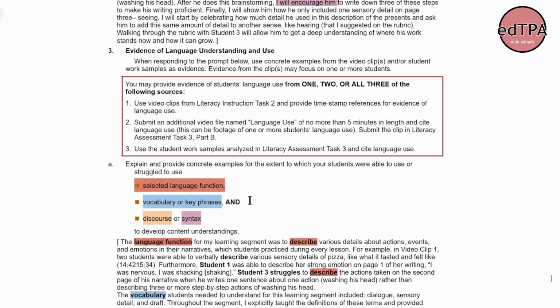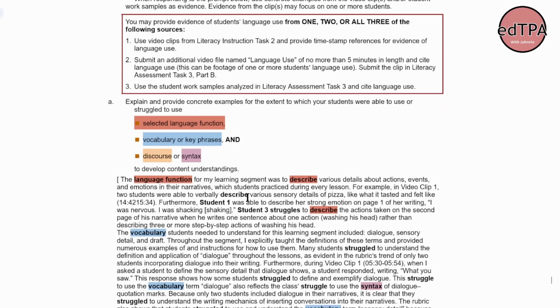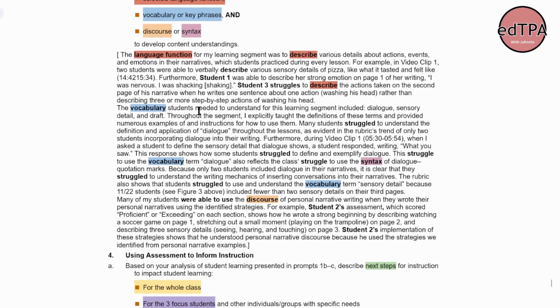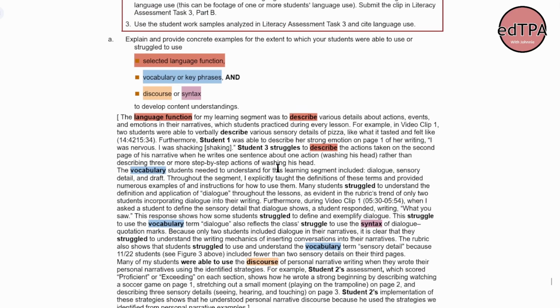On 3, this is all about language functions. Explain and provide concrete examples for the extent to which your students were able to use or struggled to use the language function, and then of course vocabulary, discourse, and syntax. And you can see this person broke this down. Language function, this first paragraph, then vocabulary is addressed, and you can see syntax and discourse are being described as well. You also see in there that there's a description about how students struggled to use or were able to use as well.